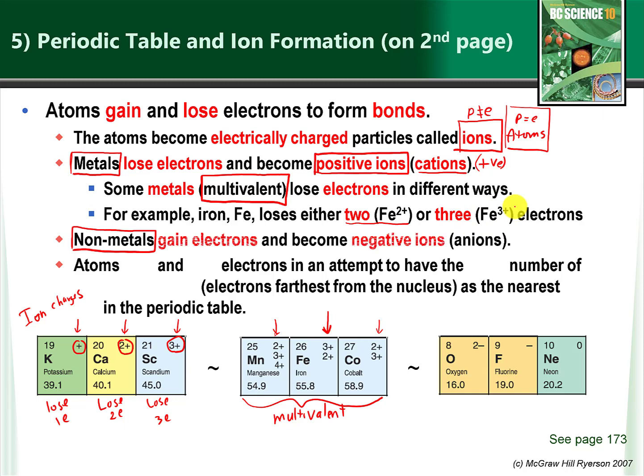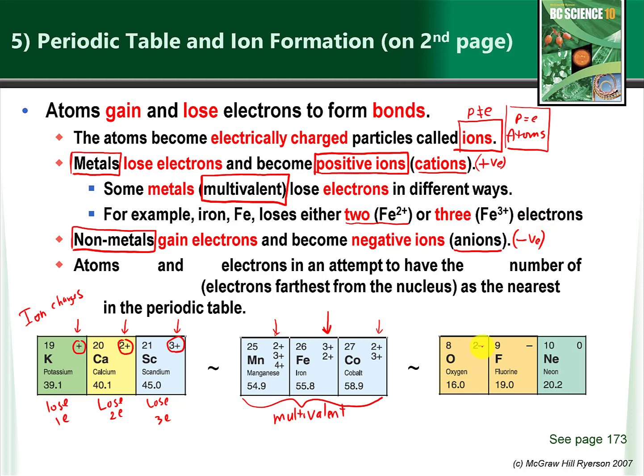Nonmetals gain electrons, and by having more electrons, you become a negative ion. Another name for a negative ion is an anion. An anion is a negative ion. Negative. Has more electrons.